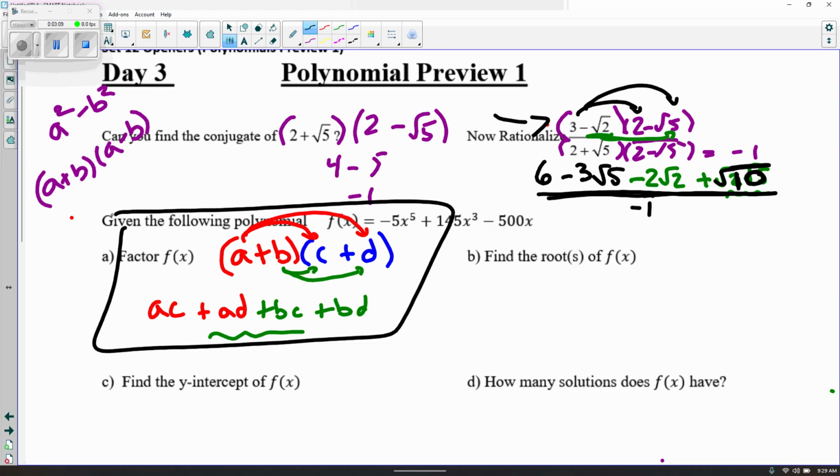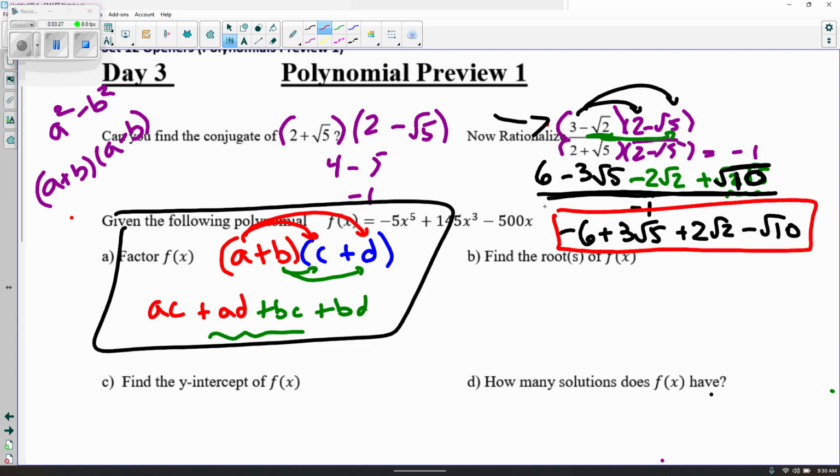The last but not least thing is I got to divide everything by a negative, so I get -6 plus 3 square root 5 minus 2, plus 2 square root 2 minus the square root of 10, and that is the answer to this problem. I told you to go crazy.